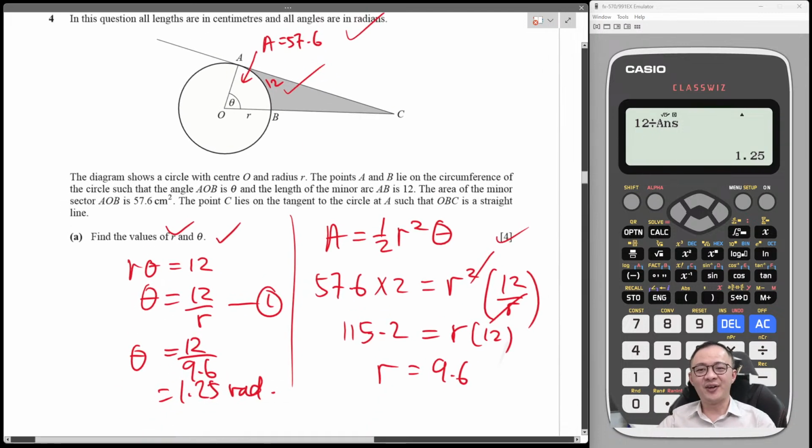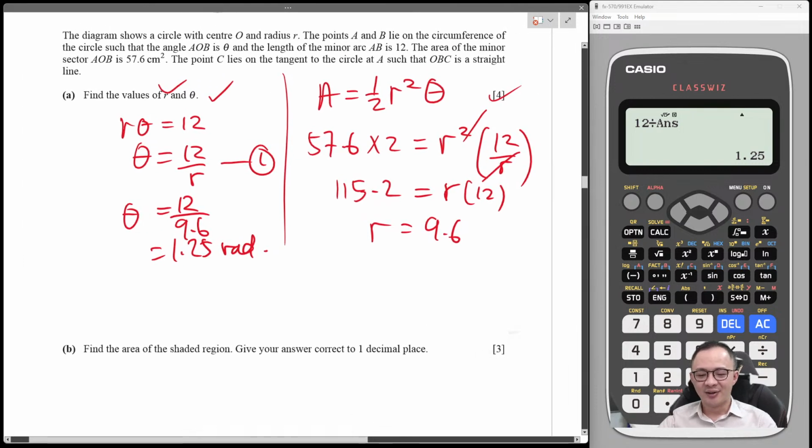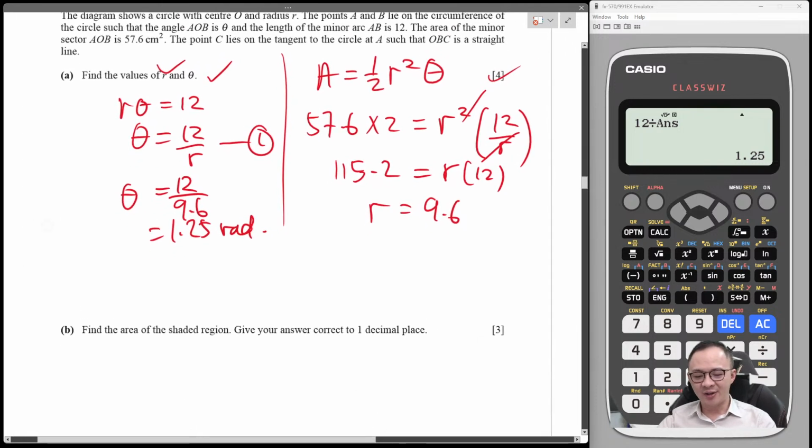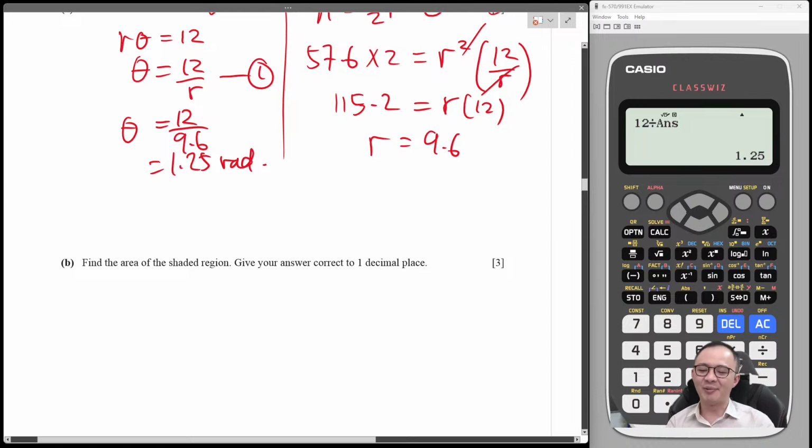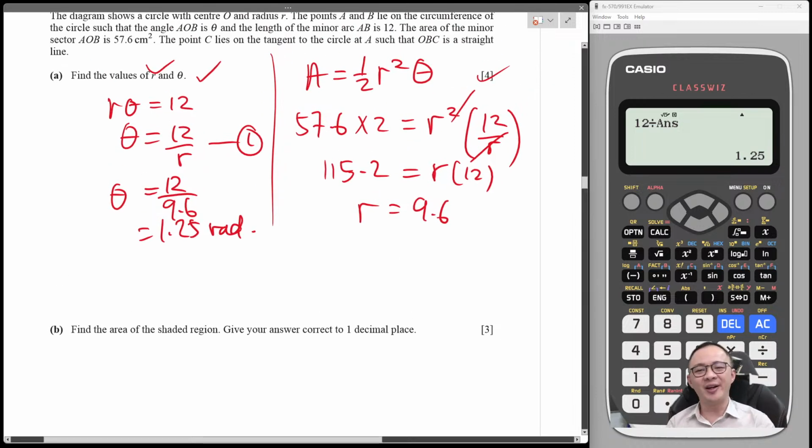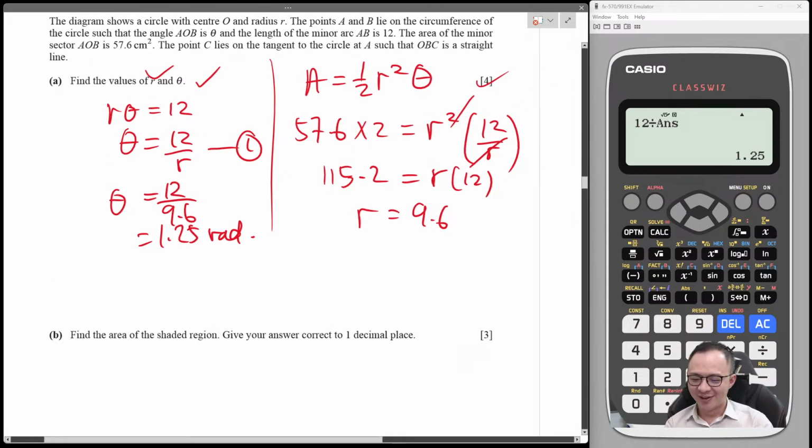Alright, how to factorize so fast? Yeah, you need to practice. You need to keep on practicing so that you can do it faster than your calculator. But if the numbers go very big, I also factorize very slowly.